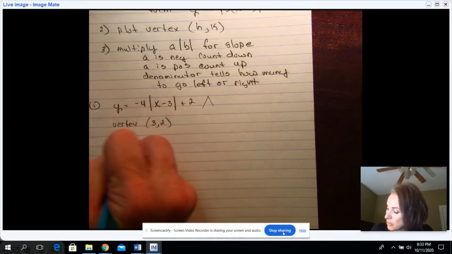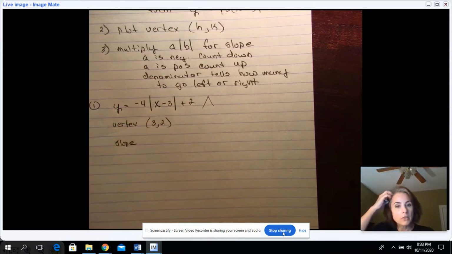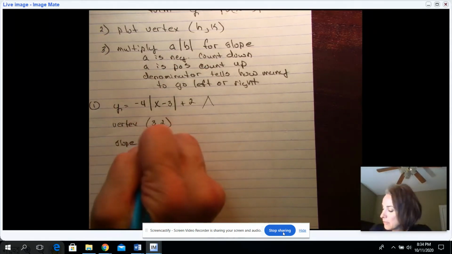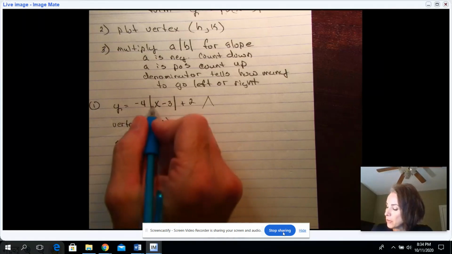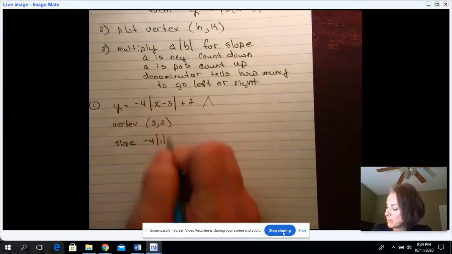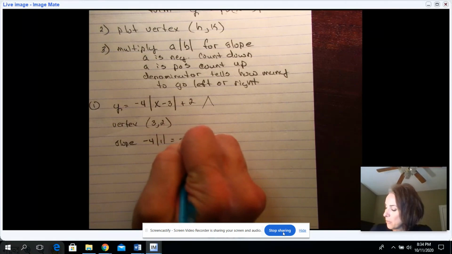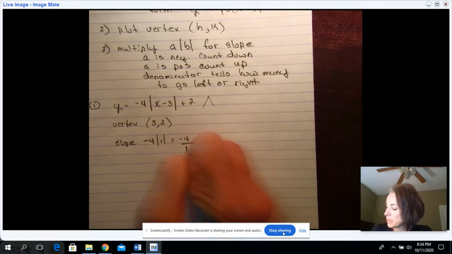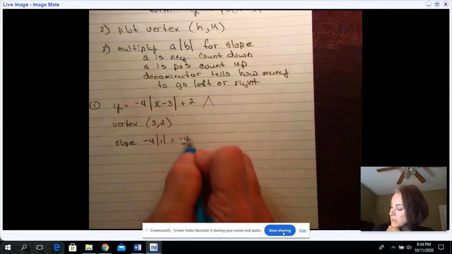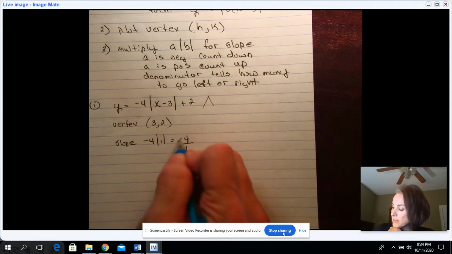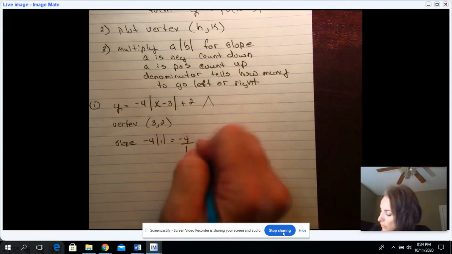Now we're going to look at the slope. So the slope, you would take -4, see it's a negative, that means we're going to count down, and then there is no b, so it's just basically a 1. So we're going to get -4, and we need a fraction, so we're going to put it over 1. So remember, slope is rise over run. This is going to tell you whether to go up or down. Since it's negative, you're going to go down 4.